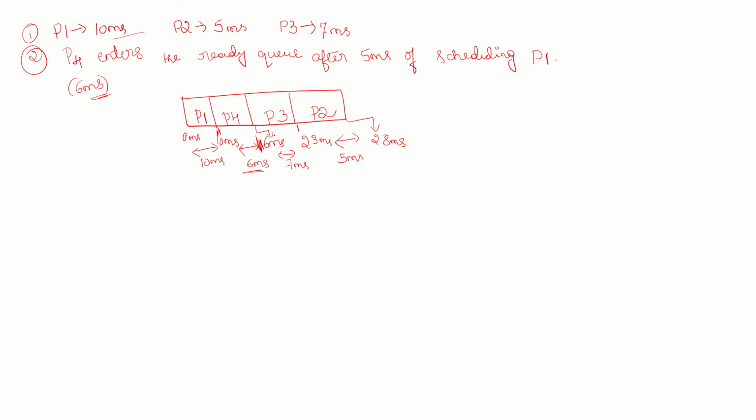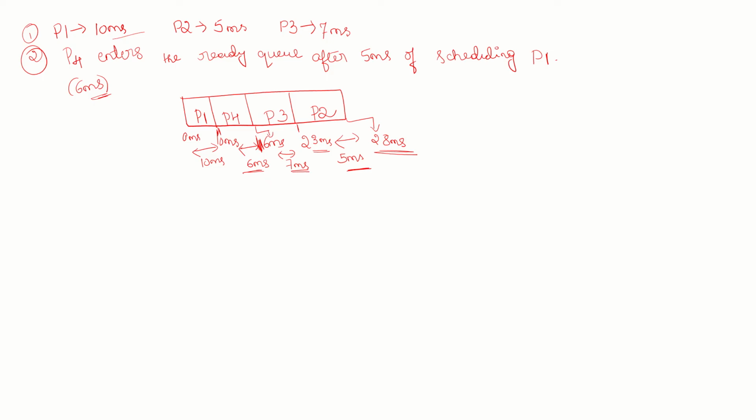So here what happens is that at 16 milliseconds P3 comes. It takes 7 milliseconds. So I have written 7 milliseconds. So at 23 milliseconds P1, P4, P3 completes execution. But P2 comes there at 23 milliseconds. It takes 5 milliseconds for the completion. So P2 completes at 28 milliseconds. Okay, now I have written 10 milliseconds, 6 milliseconds, 7 milliseconds as well as the 5 milliseconds.